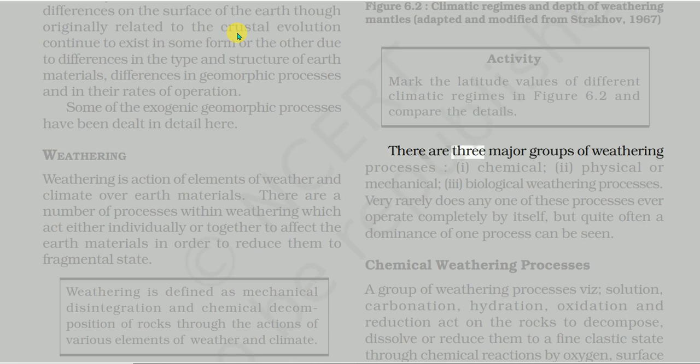There are three major groups of weathering processes: 1, chemical; 2, physical or mechanical; 3, biological weathering processes. Very rarely does any one of these processes ever operate completely by itself, but quite often a dominance of one process can be seen. Chemical weathering processes.